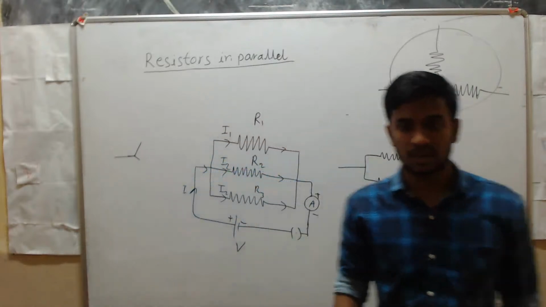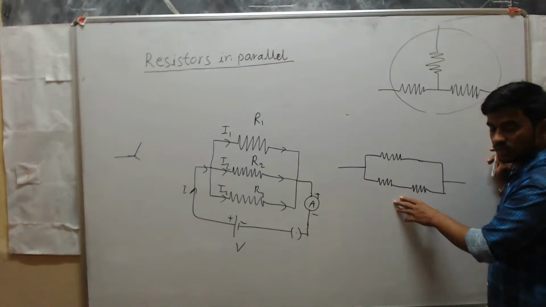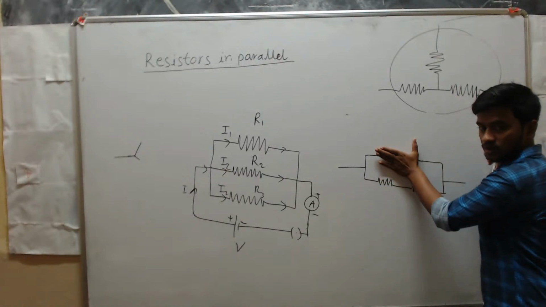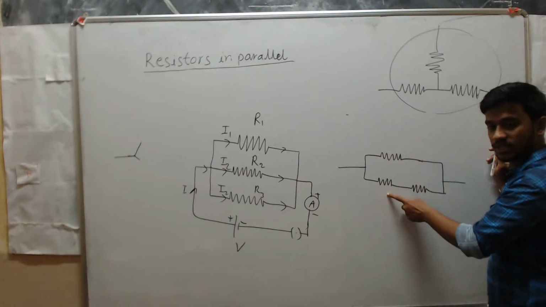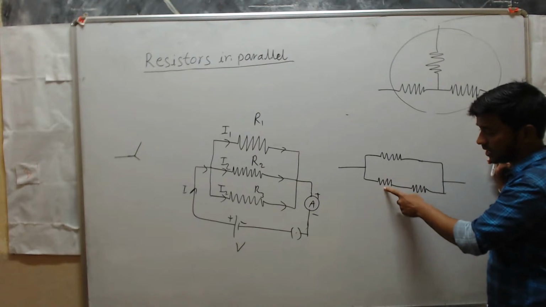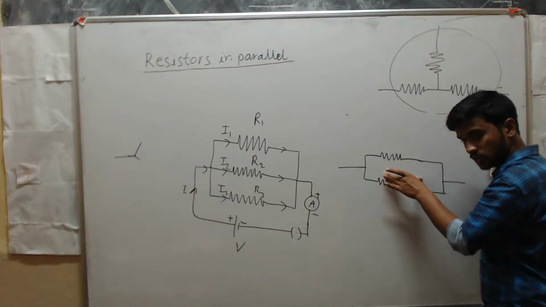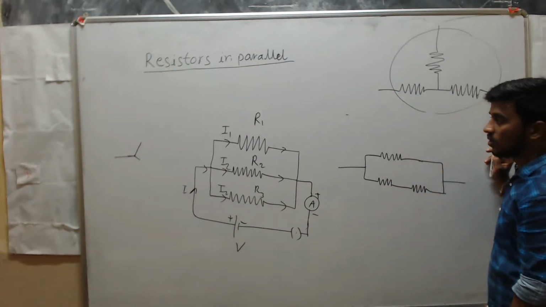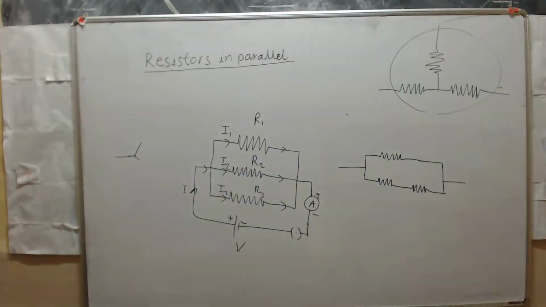Remember, listen carefully. These two resistors are in series. These two resistors with respect to this one are in parallel. The combination of these two series resistors and this resistor are both in parallel. Now, see here, what about current and voltage?